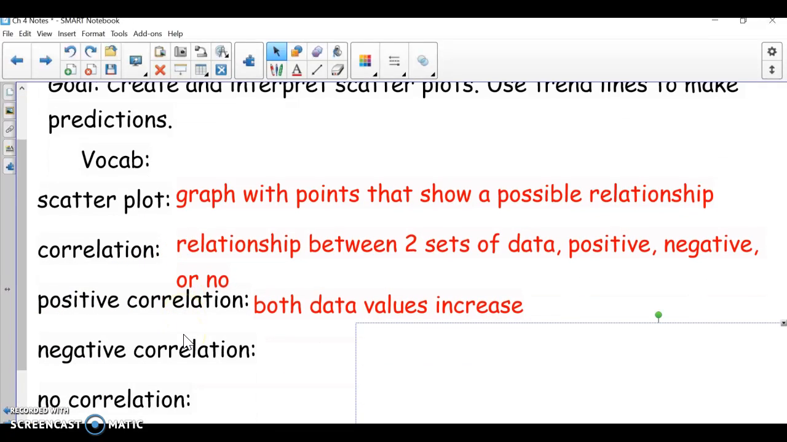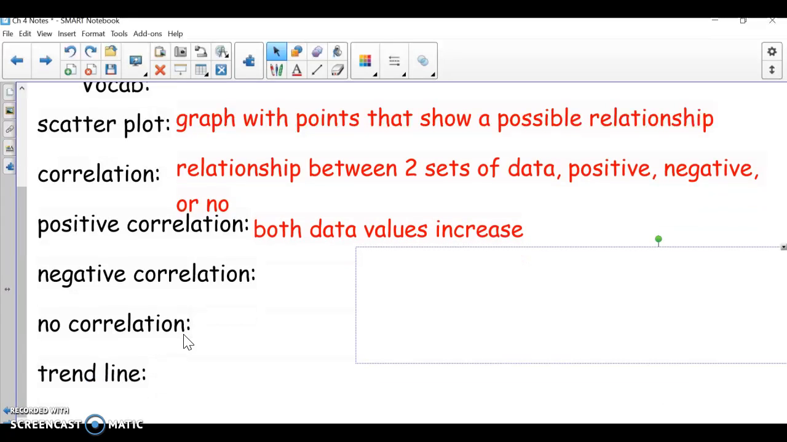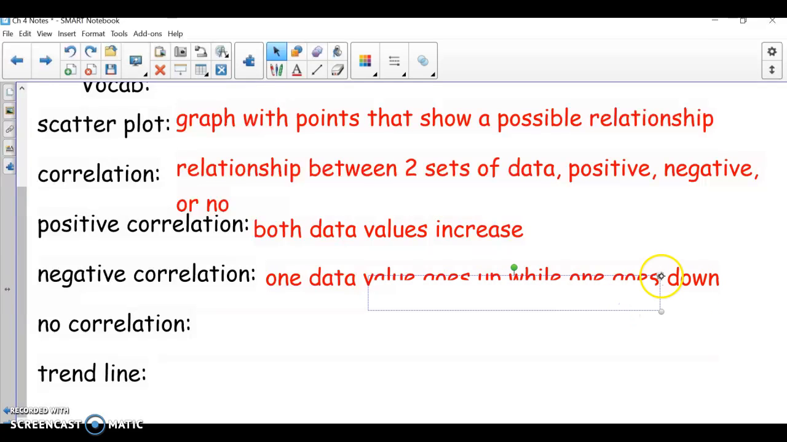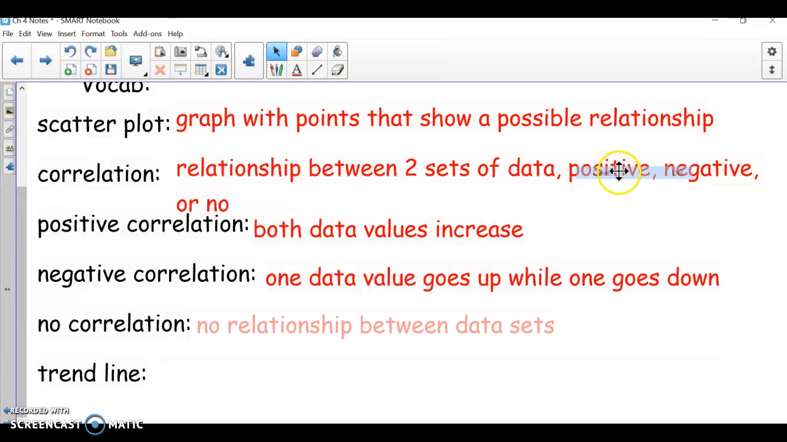If I scroll down, we can grab some more vocab terms here, and I'm just going to get rid of some of these boxes. A negative correlation, one data value goes up while the other one goes down, so they kind of have an opposite effect. No correlation is when there's absolutely no noticeable relationship between the two data sets, or you could say no relationship or no correlation between the two variables.